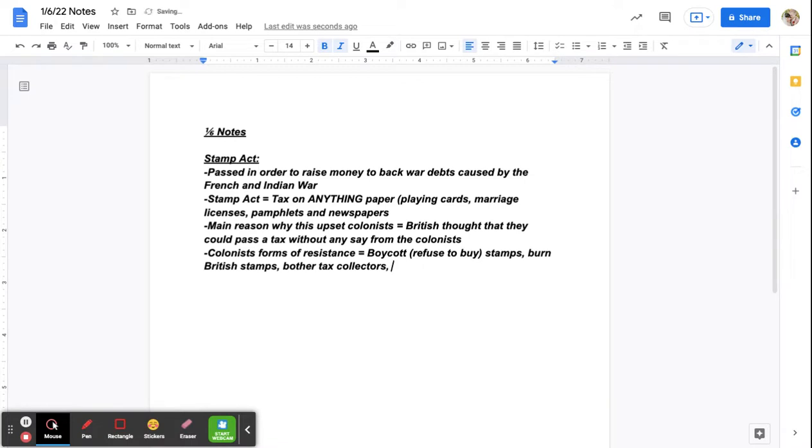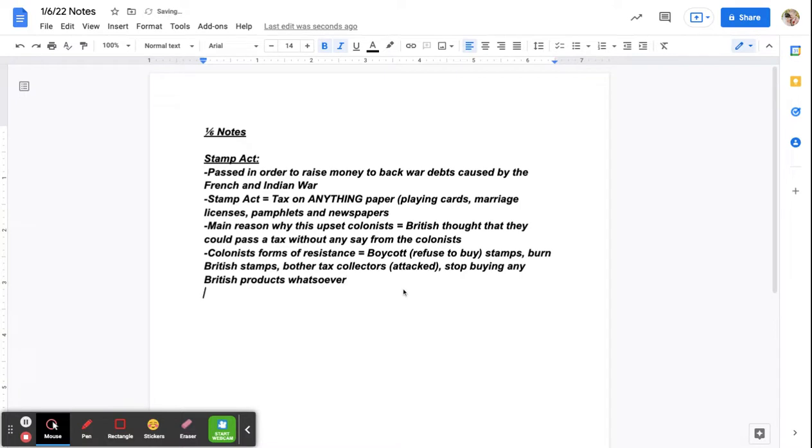So another thing that we're going to write down is that some tax collectors even get attacked by the colonists. And then one last thing that we're going to write down is that these resistance groups would even stop buying any British products whatsoever. So not only were they starting to boycott the stamps, but there were some resistance groups such as the Daughters of Liberty who would encourage people to stop buying British clothing, and the Sons of Liberty were also organizing boycotts. So we start to see that the British are losing a lot of money.